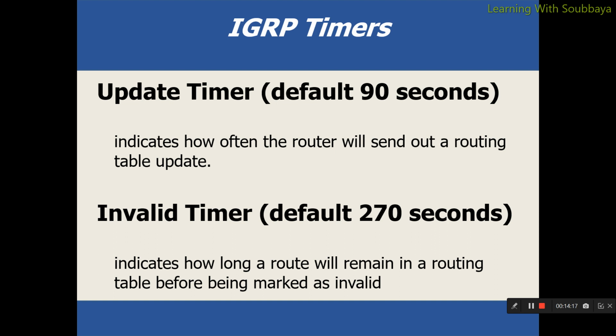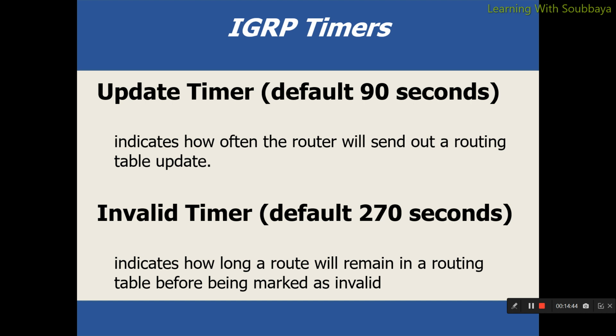That is the meaning here. Invalid timer. Invalid means how long the route remains in the routing table before being marked as invalid. Suppose some network is down. How long do I need to wait before marking it as invalid? That is called the invalid timer. I have to wait for 270 seconds before marking the particular network as invalid. I cannot remove it immediately from my routing table.